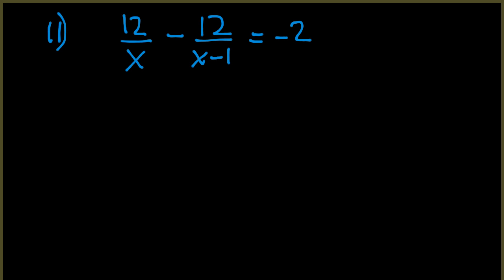Number 11 is 12 over x minus 12 over x minus 1 equals negative 2. Now, I pre-did this practice test to make sure I wouldn't be messing up. And one of the things that I forgot as I was carrying down my steps, I forgot that negative 2. I kept it at 2, and so that's going to mess you up. Watch your negatives.